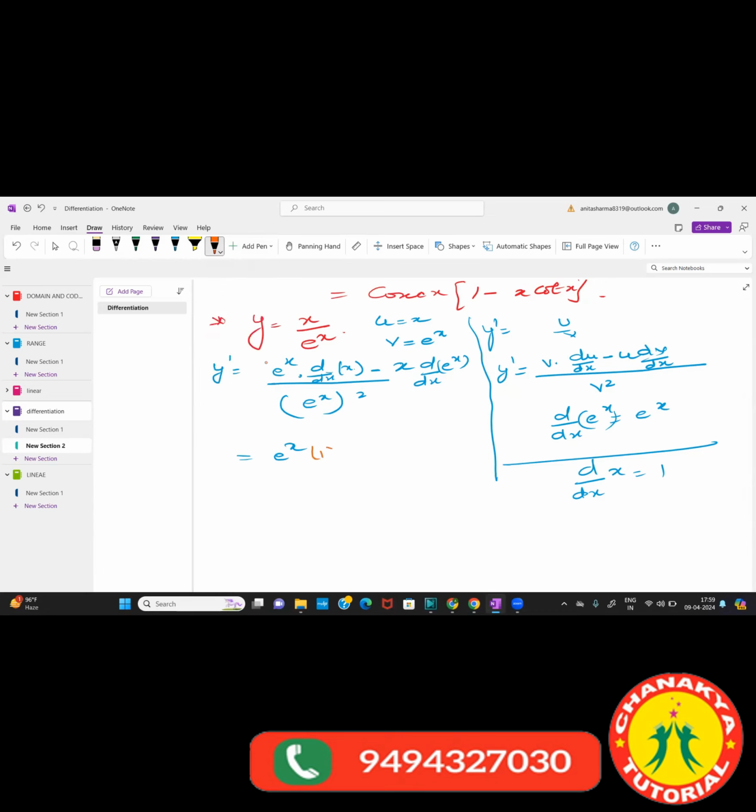Differentiation of x is 1, minus x, differentiation of e to the power x is e to the power x, divided by e to the power x whole square. Is this clear, beta?